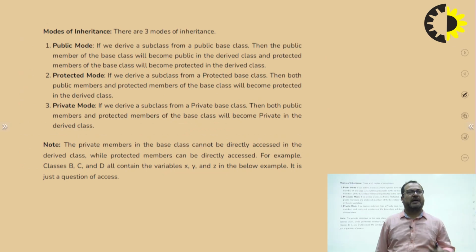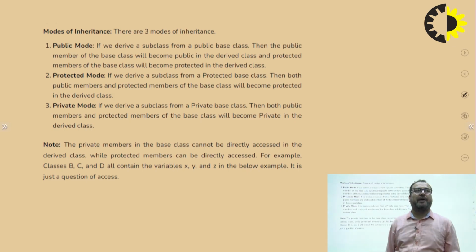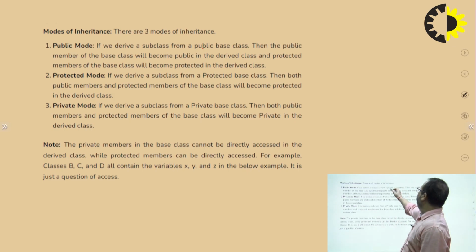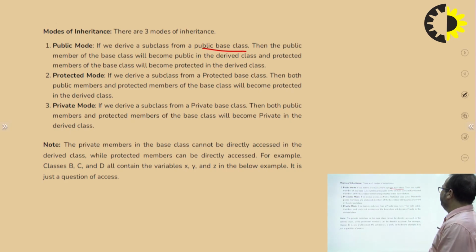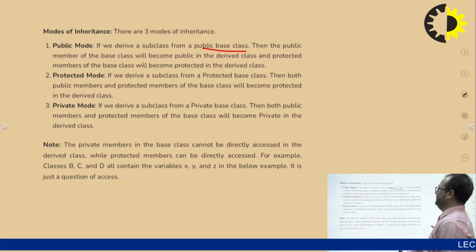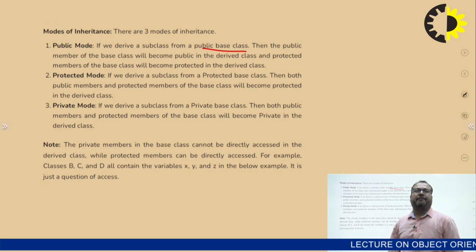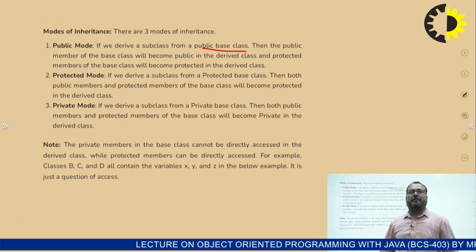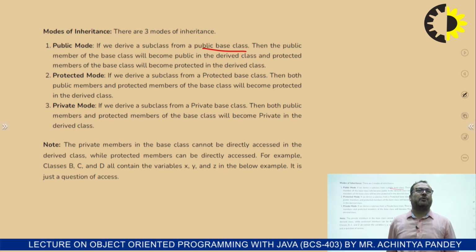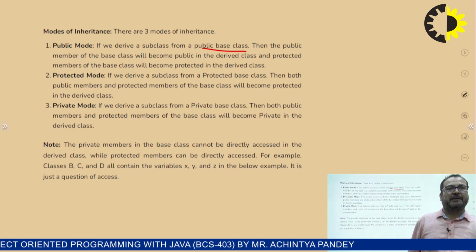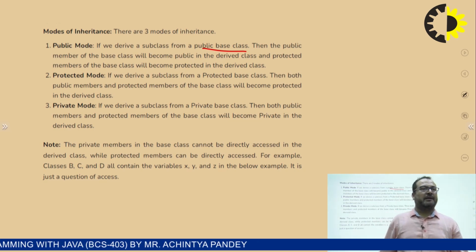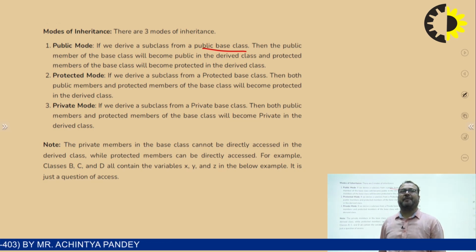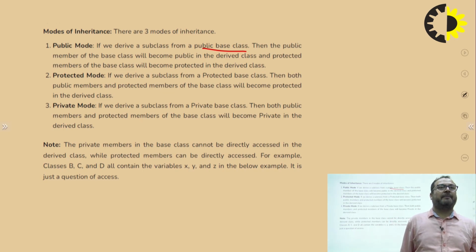So for mode of inheritance, there are three modes: public, private and protected. If we derive a subclass from a public base class, then the public members of the base class will become public in the derived class, and protected members of the base class will become protected in the derived class. Simple. You can just assume public is like 1. 1 multiplied with anything stays the same. So 1 multiplied with private becomes private, and 1 multiplied with public becomes public. So public remains public, protected remains protected, and private remains private.